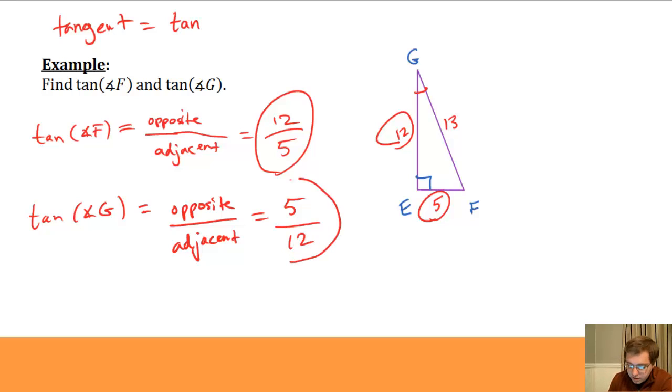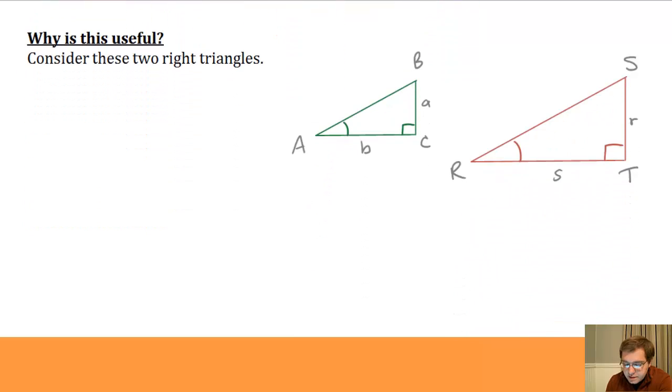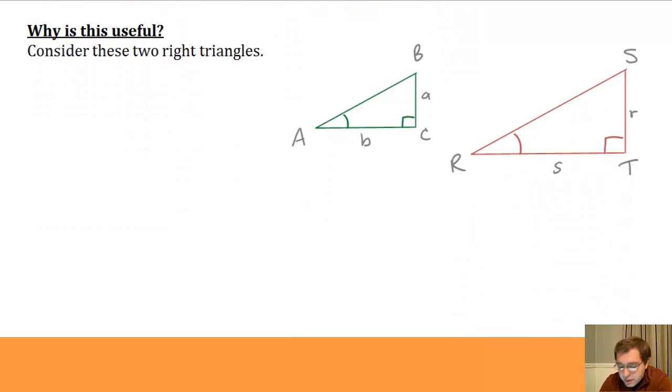Notice for the two acute angles of the right triangle, the tangents are simply reciprocals of each other. One of them is 12 over 5, the other one is 5 over 12. Makes sense because they're both working with the same two legs. They're just flipped. So that's how we find the tangent ratio of an angle. Now why is this useful? Why do we care about tangent ratios?